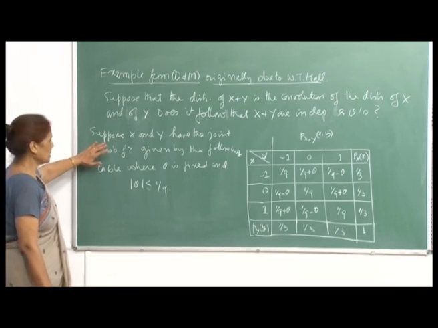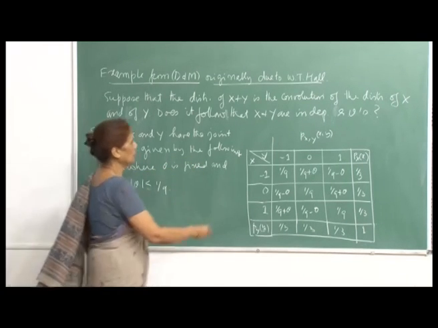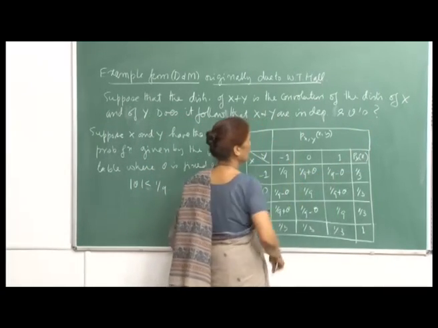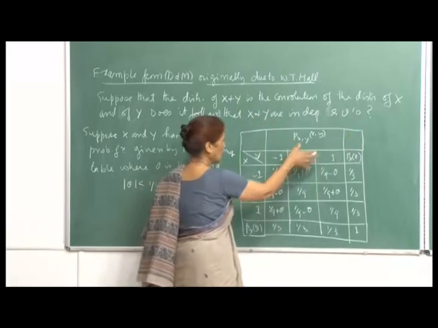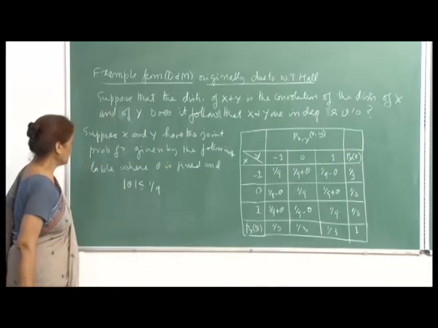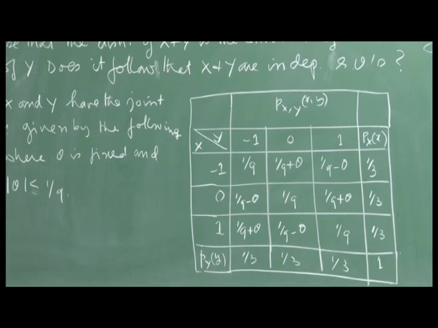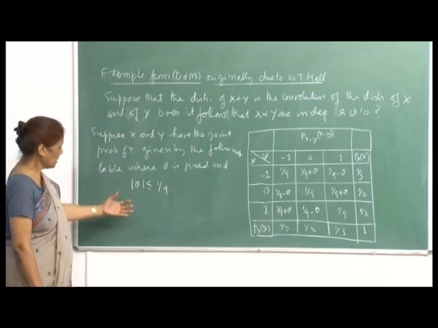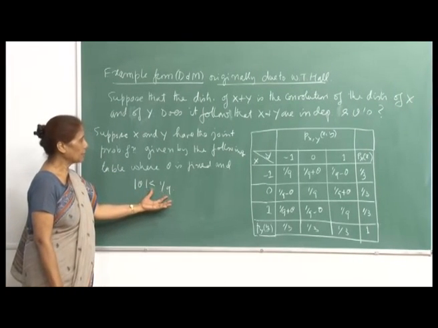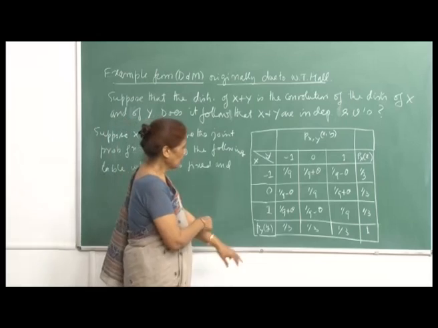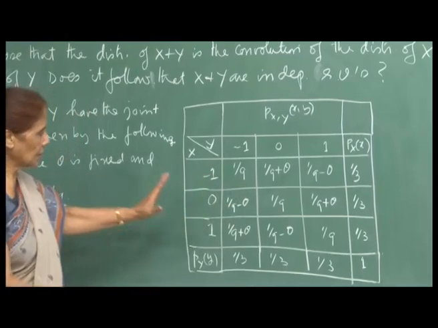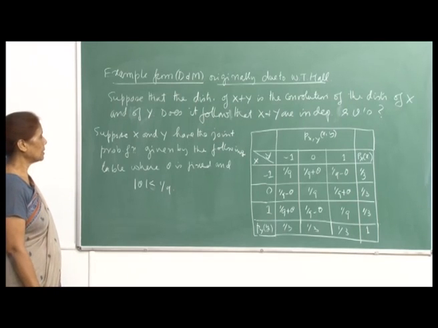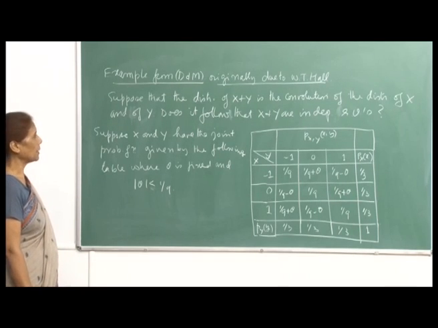So, the table here gives you the joint probability mass function of x and y, and theta is a fixed number, but its absolute value is less than 1 by 9, because otherwise the entries here will become negative. So, we want this to be a valid table for the joint probability mass function of x and y.